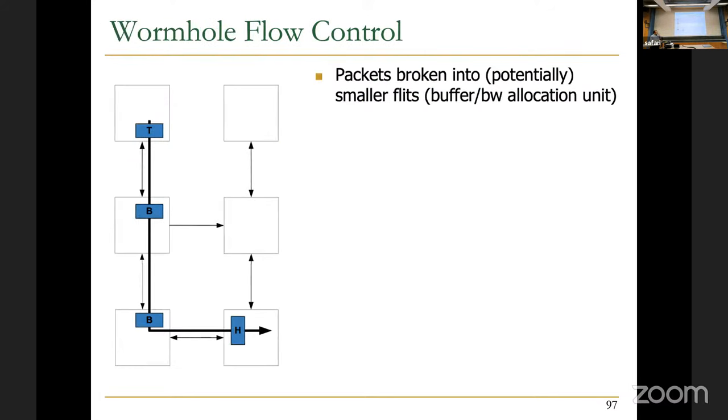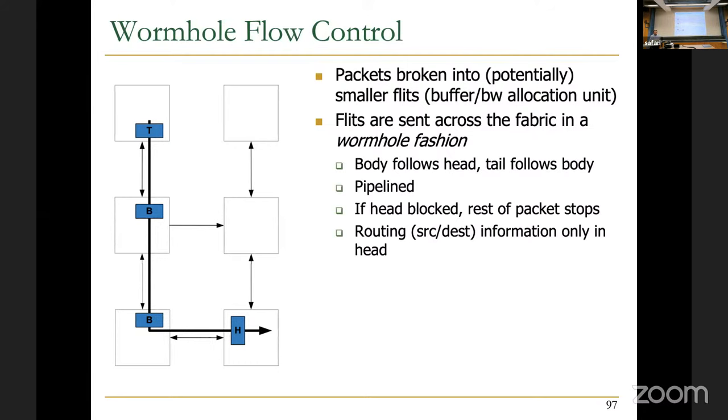So the idea is to use wormhole flow control. Packets are broken into potentially smaller flits, which are the buffer and bandwidth allocation unit. And flits are sent across the fabric in a wormhole fashion. The body of the packet always follows the head, and the tail follows the body also. It's completely pipelined. And if the head is blocked, the rest of the packet stops.